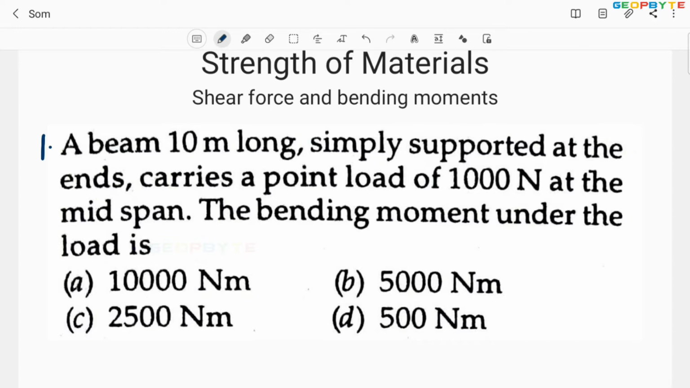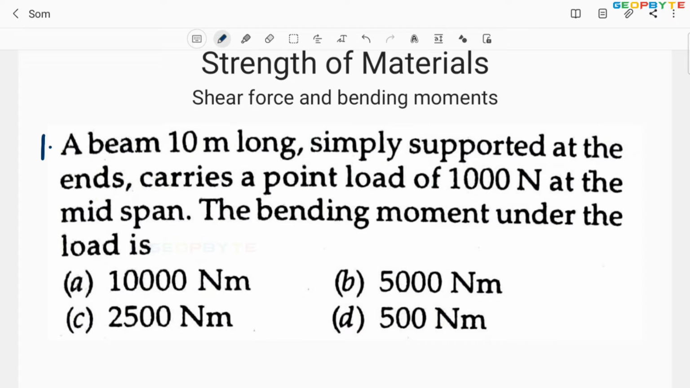In this video, we will discuss very important problems in the strength of material for the concept of shear force and bending moment diagrams. This concept is very easy and important for both mechanical and civil students who are preparing for RRB JE and SSC JE.